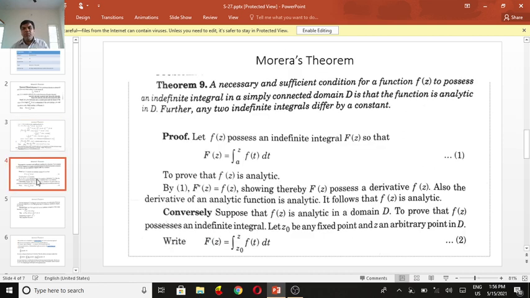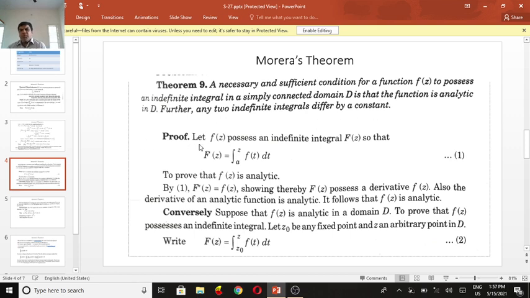So we come to one more theorem, Morera's theorem. What is the necessary and sufficient condition for a function f of z to possess an indefinite integral in a simply connected domain D? The condition is that the function is analytic in D, and any two indefinite integrals differ by a constant.